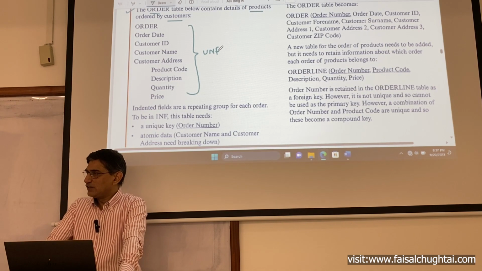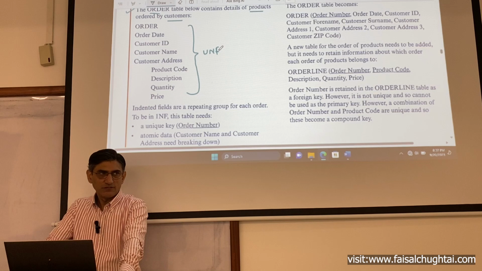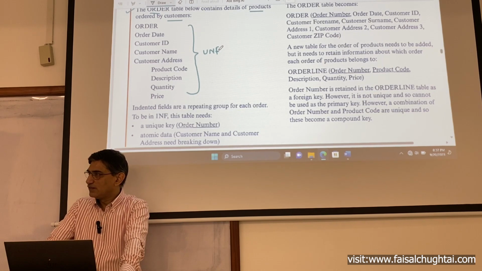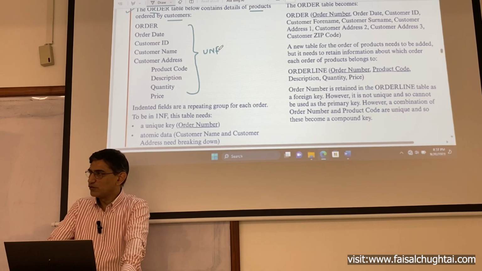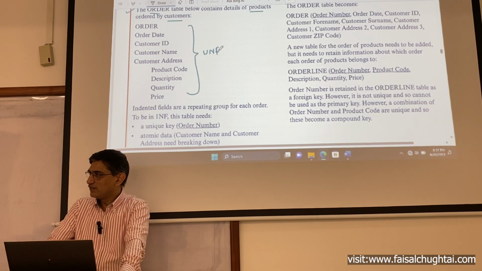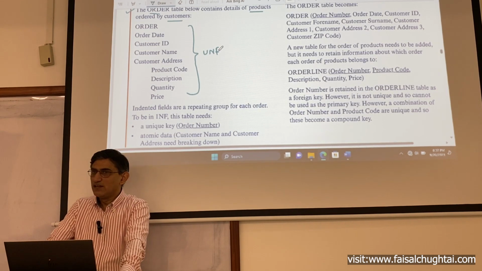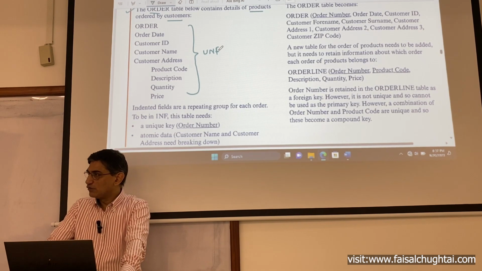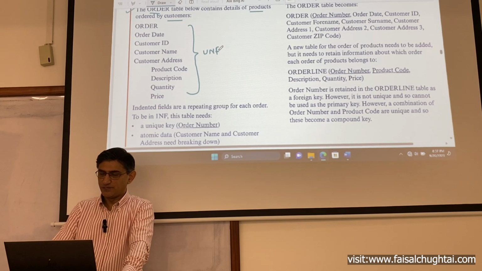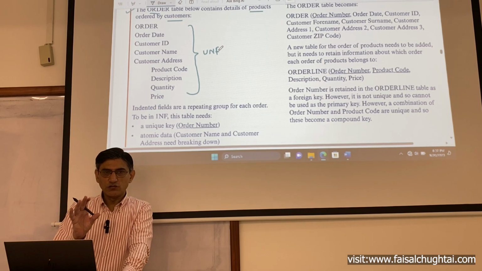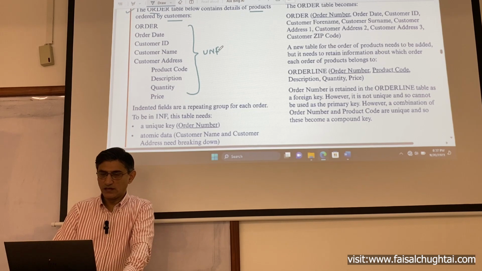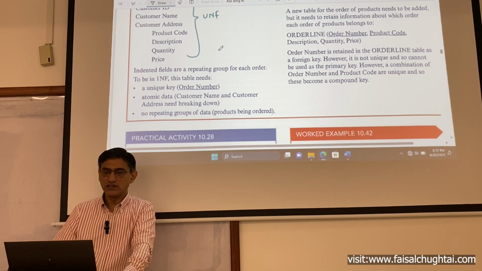Okay, the data should be all atomic. There should be a unique or a primary key. There should not be any repeating groups of data. Very good, exactly. Okay, so this is what we need to analyze this information against.